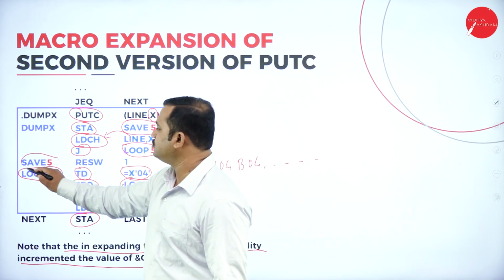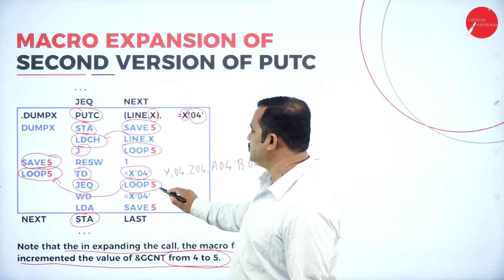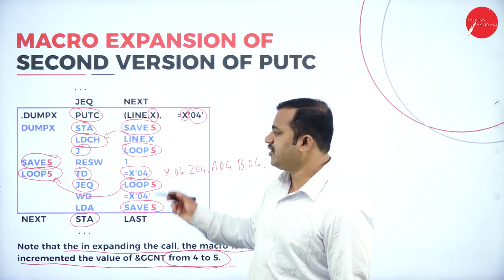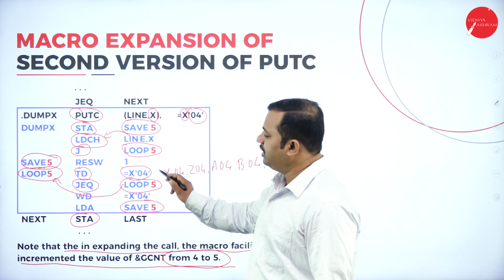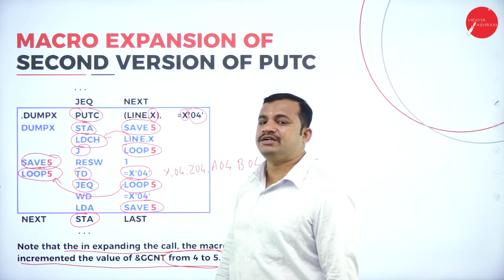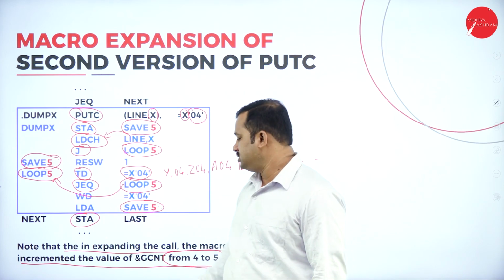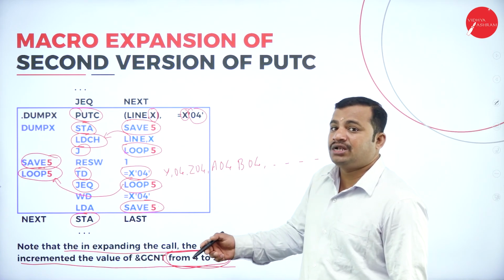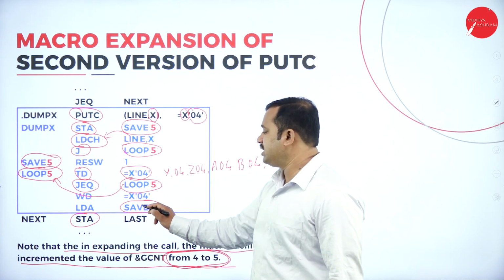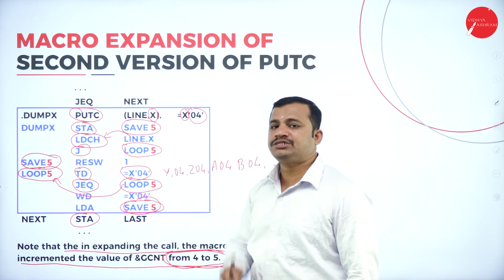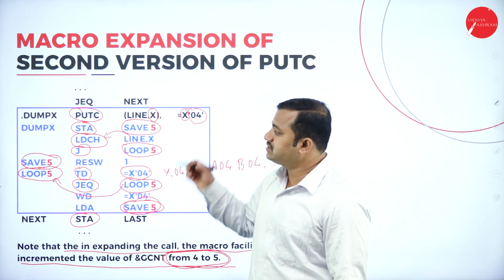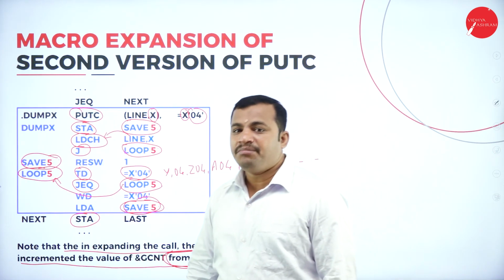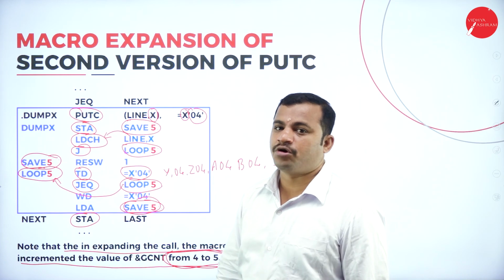Save 5 is a label used here once, but how many times is it used? It is used 2 times. Again, that leads to a problem. If I have 2 duplicated symbols, it works. If I have more than 2 duplicated symbols, what happens then? See here, the value is incremented from 4 to 5. What is the next thing? If I have once again save 5, what happens? Again, that leads to a problem here. So that is the first version of the PUTC program, which was identified with this problem.